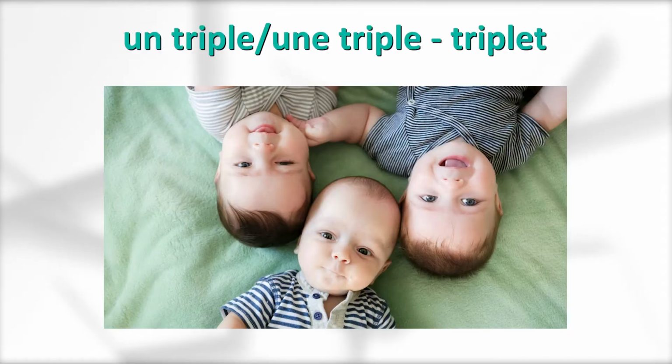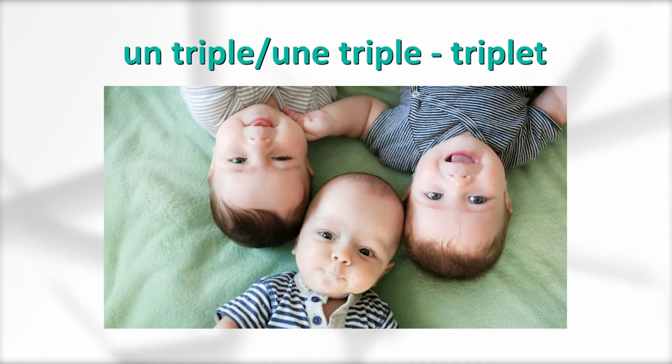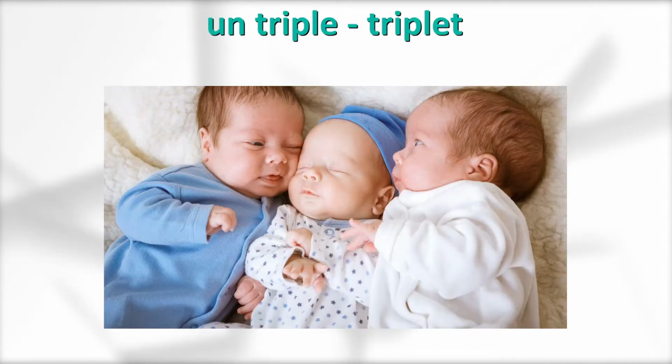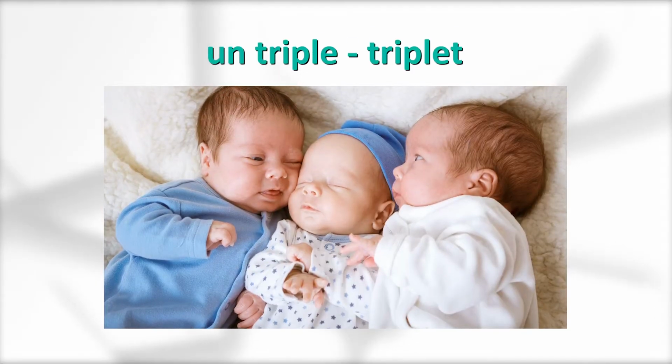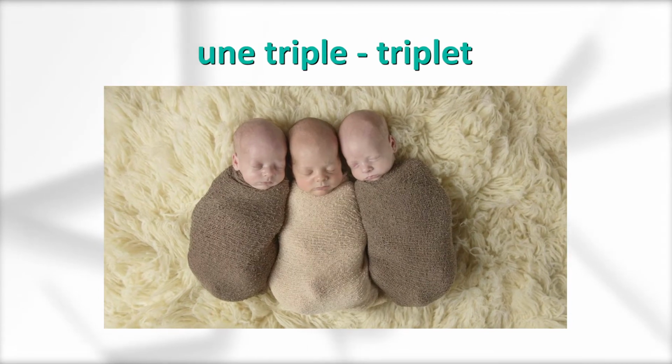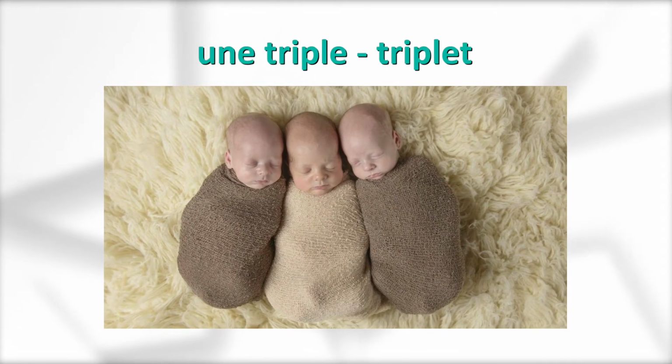And now, un triplet means triplet, like three brothers and sisters who are born at the same time. So, un triplet or une triplet. Un triplet is one of the three babies, and une triplet is one of the three babies if the baby is a female.